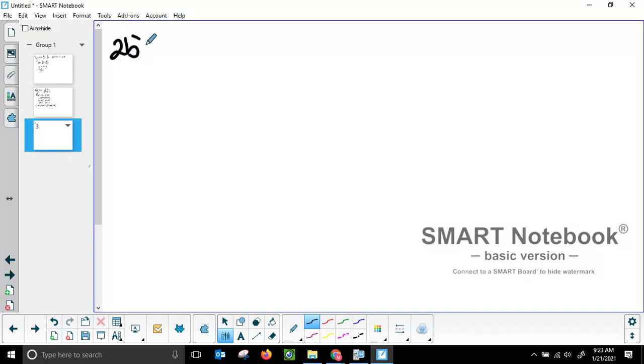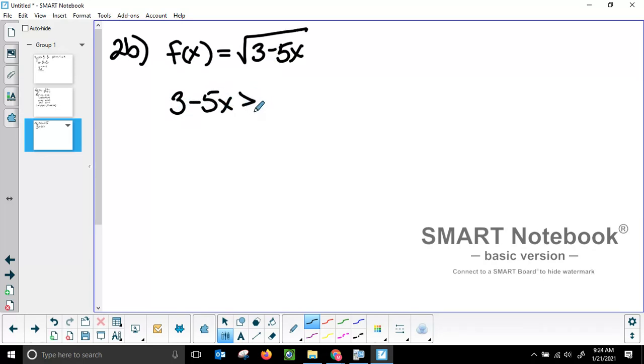All right, 2b, our function f of x is equal to the square root of 3 minus 5x. Right, well, we can't have negatives under square roots. We do have a square root here. Well, how can we guarantee that this is not negative? Well, we take what's under the square root, and we say, okay, well, that has to be greater than or equal to 0. If you're greater than or equal to 0, you cannot be negative.